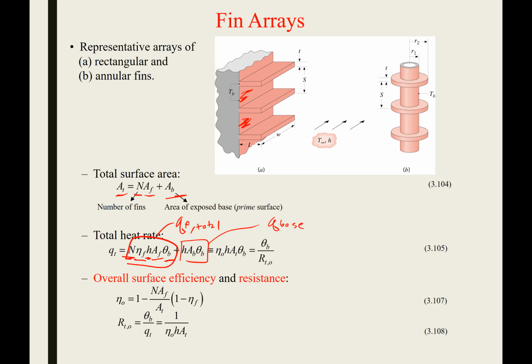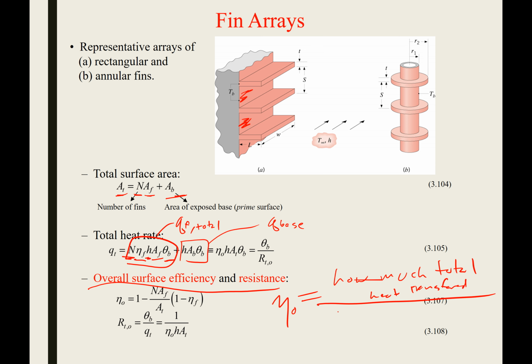So those same ideas still apply. Now we can talk about an overall surface efficiency. That overall surface efficiency is basically how much heat you actually transfer, so how much total heat you transfer, divided by how much total heat you would transfer, so how much total heat transfer if the fins were all at the base temperature.